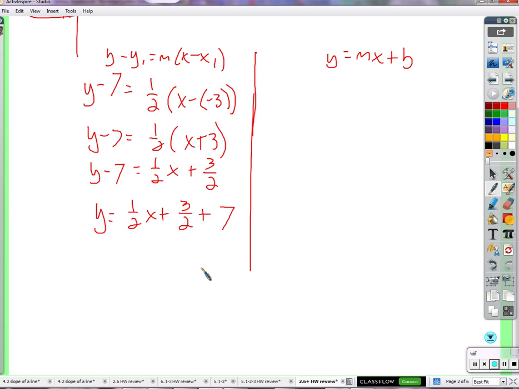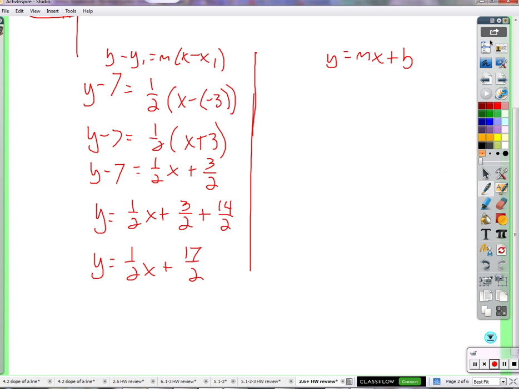Yeah, you can. Well, yeah. I mean, we can add 7 to 3 halves. It's just we need to get a common denominator. That's all I mean by that. Okay. So if I turn 7 into a number that has a denominator of 2, it'll be what? 14. 14 over 2, 14 halves. So y equals 1 half x plus 14 halves plus 3 halves is 17 halves. We're done. Okay, now for the other way.